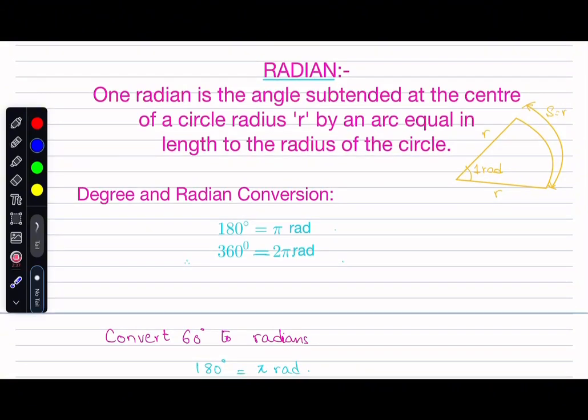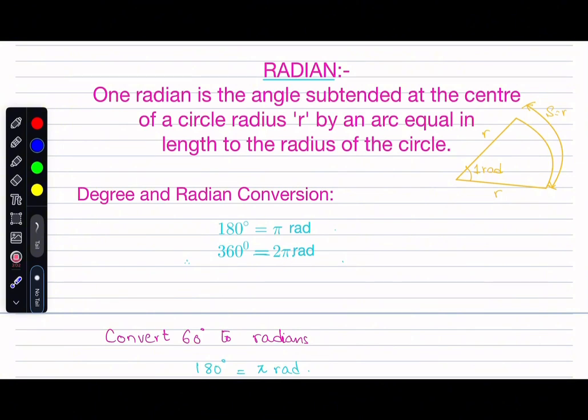Now, degree and radian conversion. Usually angles are measured in degrees. Now, if we need to convert degrees to radian, or if we need to know the conversion between the degree and the radian angle, then we should know that 180 degrees is equal to pi radian. 180 degrees equals pi radian. Therefore, I should say that 360 degrees should be equal to 2 pi radian here.